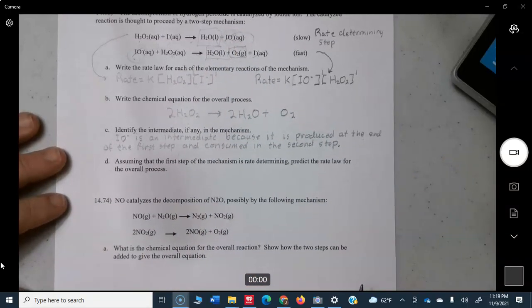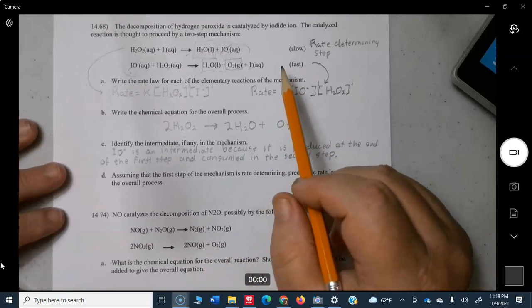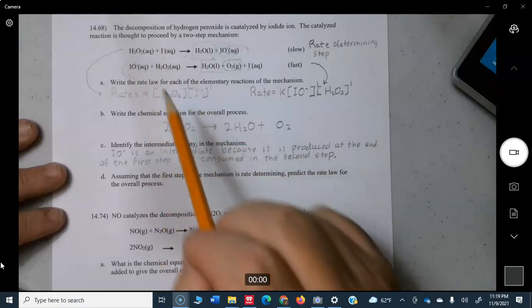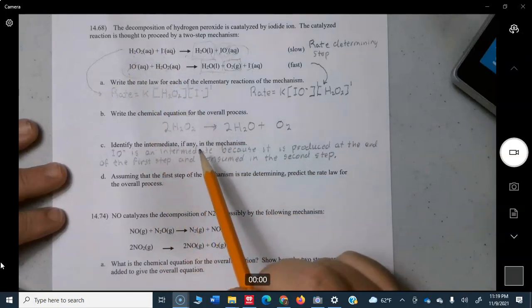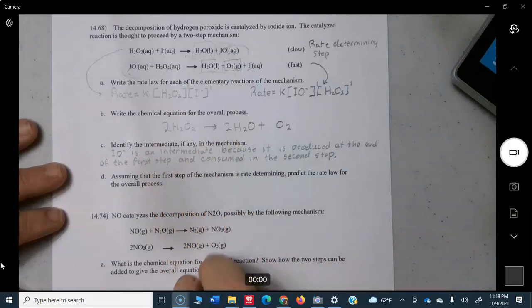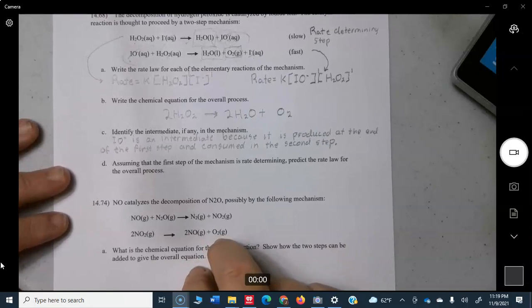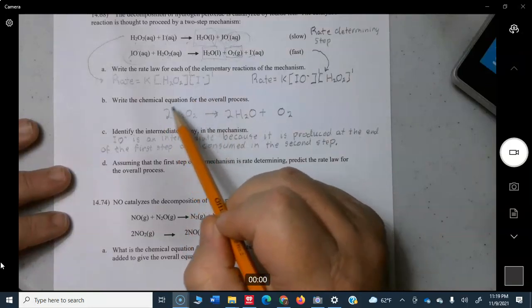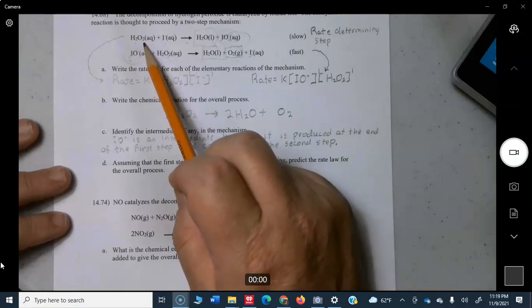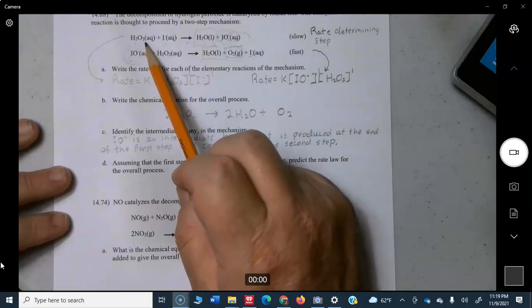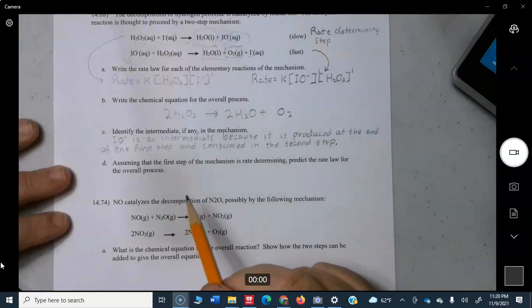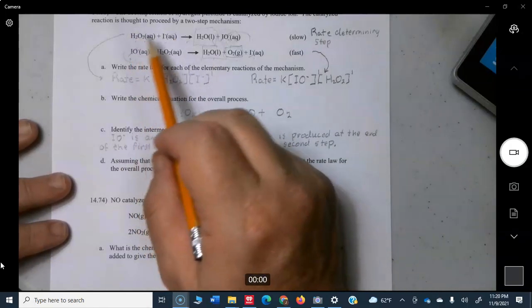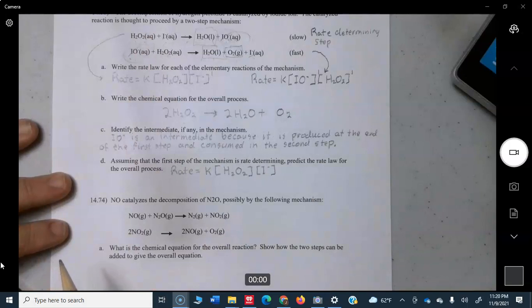All right, so predict the rate law. As long as the rate law includes reactants that are in the final overall equation, the slowest step is going to determine the rate law. The rate law of the slowest step is going to be the rate law of the overall equation. So, in our overall equation, we have H2O2. That's the only compound in the reactants, and that does appear in the reactant side of the slow step. So that means this is going to be the rate law, because that is the rate law for the slowest step. So that will be the rate law for the overall equation.